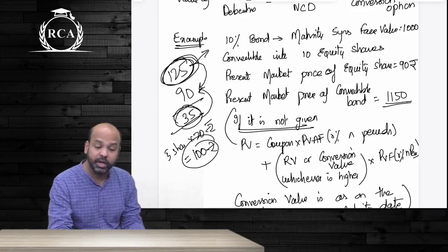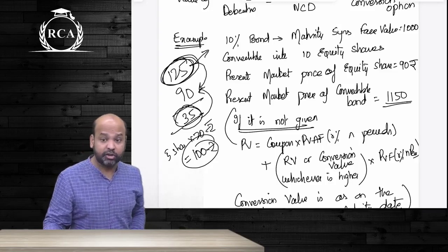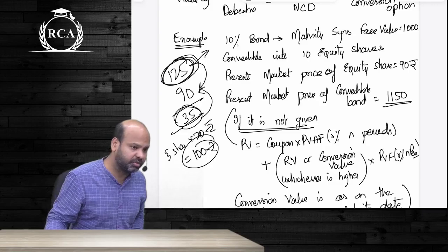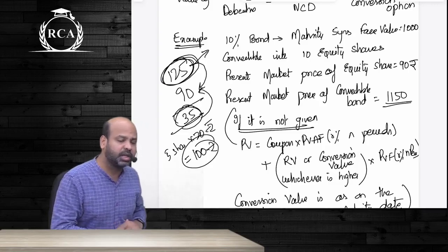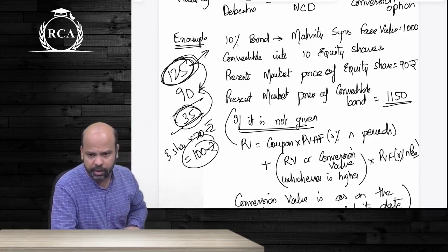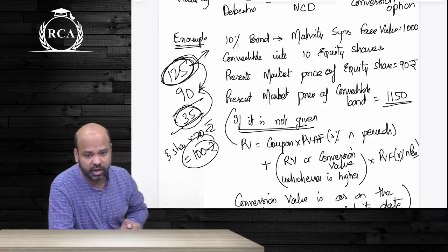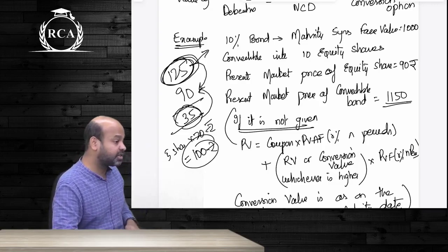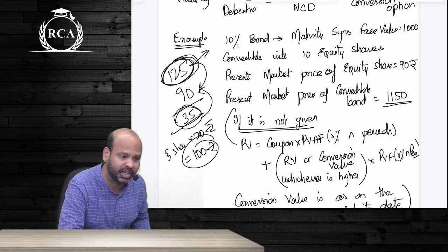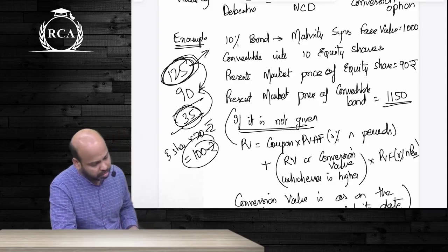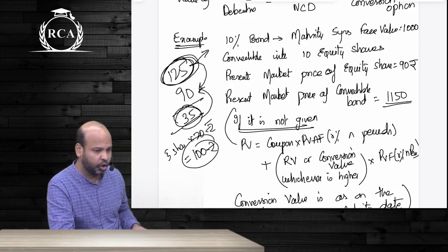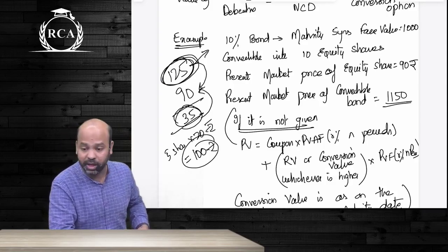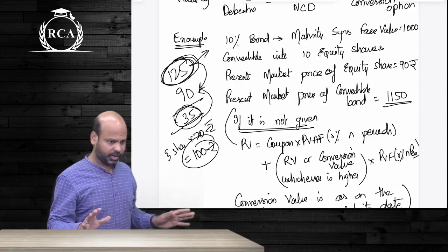The market price of the bond is 125. Instead of buying 5 shares, you purchased a convertible debenture. To buy that convertible debenture, how much premium did you pay? 25 rupees. That is called conversion premium. In case they ask us to compute conversion premium in percentage, what are we going to write? Divide by conversion value. You're going to divide that 25 rupees by 100 rupees. Are we clear about this?